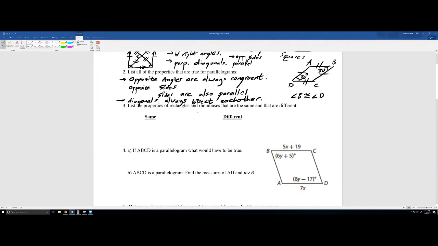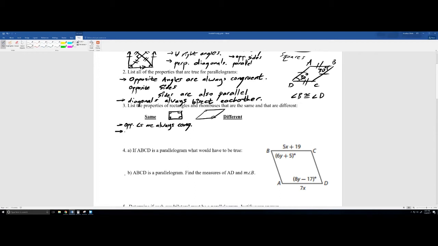All right, list of properties of rectangles and rhombuses that are the same and that are different. Let's go ahead and draw the rectangle. We have 90 degrees here every time. Rhombuses, on the other hand, can be a little more flexible in their angles. Now, the same: their opposite angles are always congruent. That's something to notice.